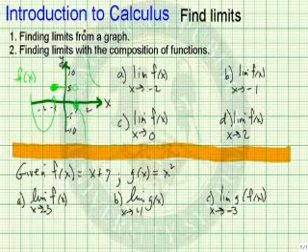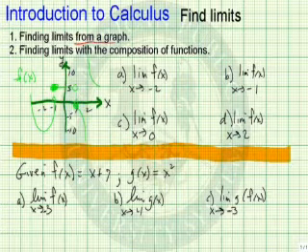We can find limits when we're looking at a graph or if we have the composition of more than one function. Let's look at this graph example here. We have f of x, we have a parabola part, we have a constant function part, and then we have something with a vertical asymptote. So we want to find the limit of f of x as x approaches -2.